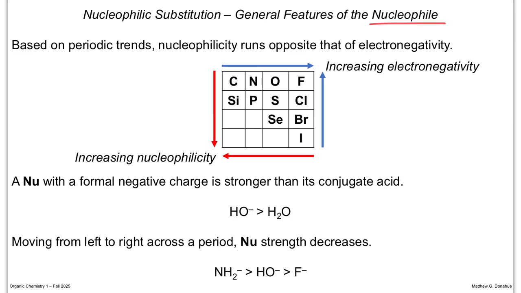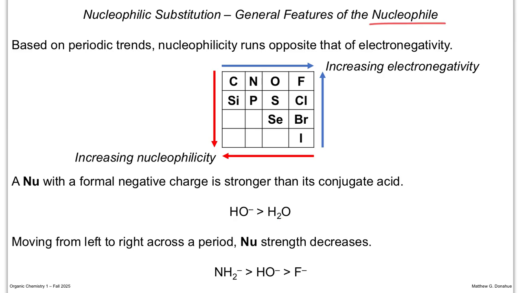When you're comparing sort of the same thing in terms of an acid, water, or its conjugate base, hydroxide, the thing that's negatively charged is always the better nucleophile. Again, because that is supplying those electrons. They're primed and ready to go.